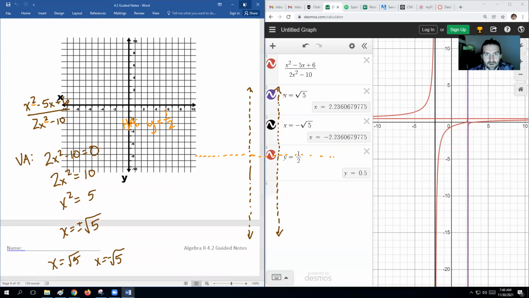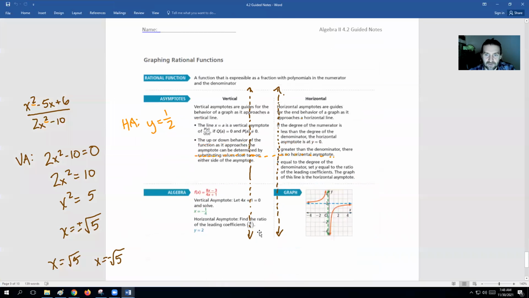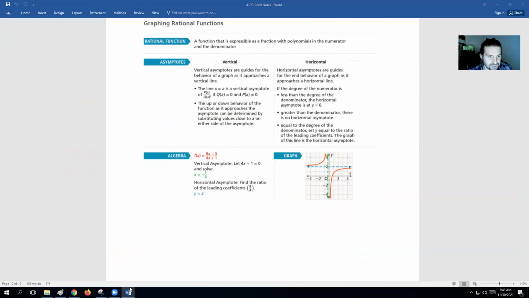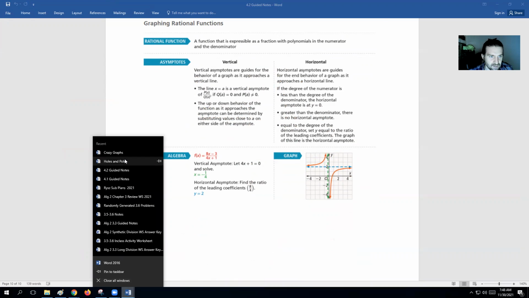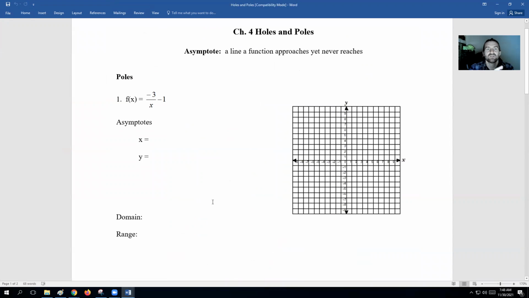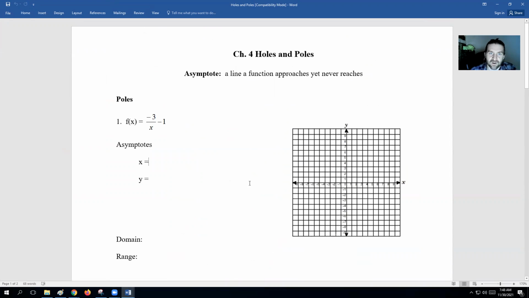So when it comes down to this, we're always trying to find vertical and horizontal asymptotes, but there is another catch. Let's talk about our worksheet here. Holes and poles. This is going to be the worksheet you guys work on. Poles are really easy. Poles are asymptotes.